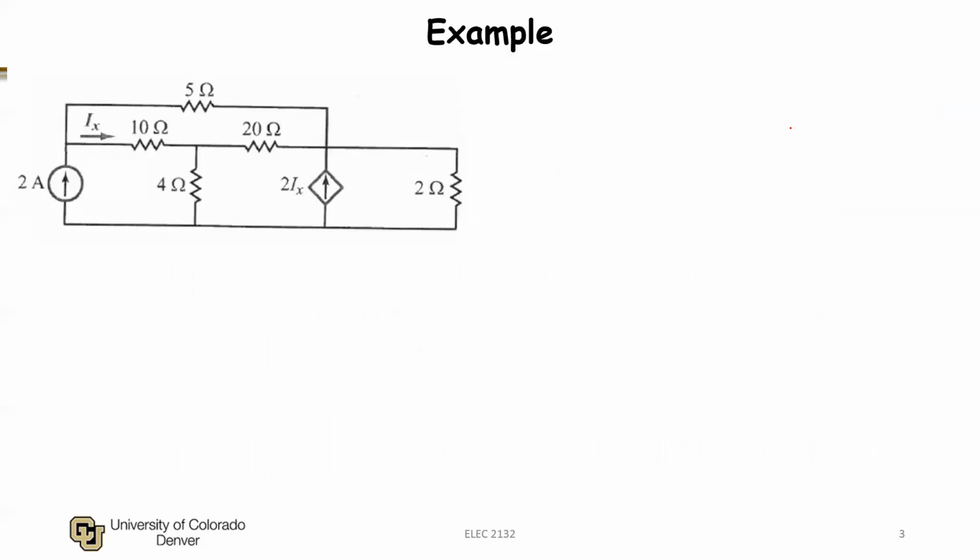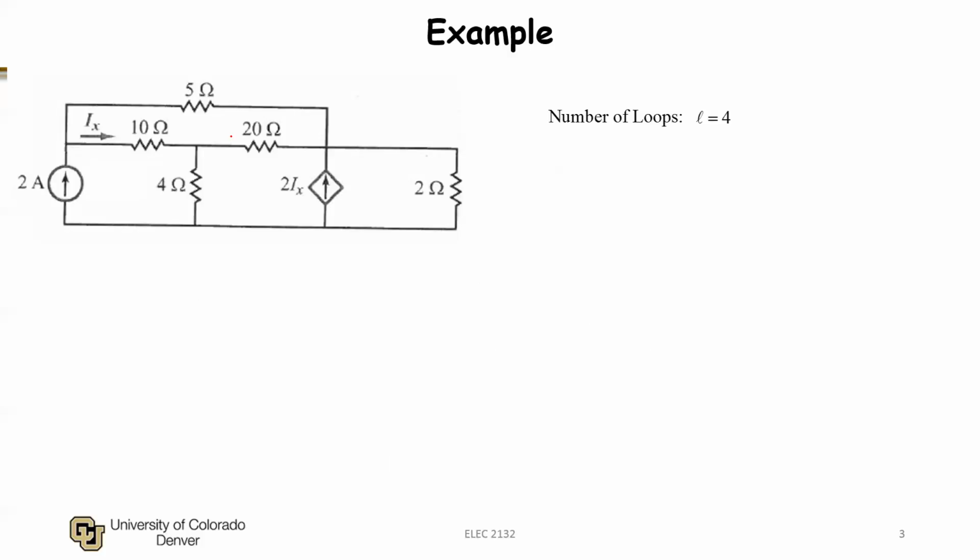And so let's follow our steps. The first thing we need to do is identify the number of loops. And we said before, the number of loops for a 2D simple graph is just the number of holes in the graph. And I have 1, 2, 3, 4 holes in this network. So I have 4 loops.